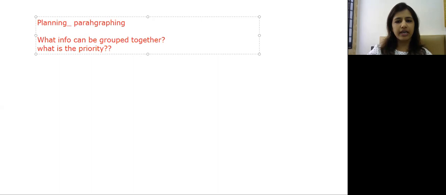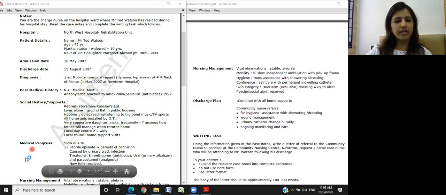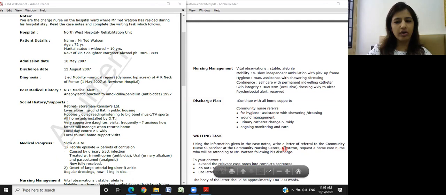Now, if we look at the case notes, what information can be clubbed together? We have mainly four topics to cover: the hygiene and assistance related things, mobility, wound management, urinary catheter change, and ongoing monitoring and care. So, second paragraph, what I can do is, I can provide a brief detail of their hospitalization, isn't it? Because in the introduction paragraph, I would be writing why they were admitted because of decreased mobility, and why am I writing this letter? To request a home care nurse, or to request the community supervisor that they should arrange a home care nurse who can visit the patient at home and provide care. So second paragraph can include the details of hospitalization.